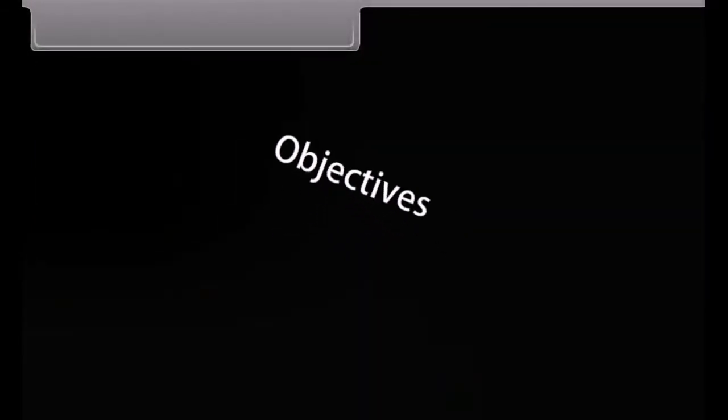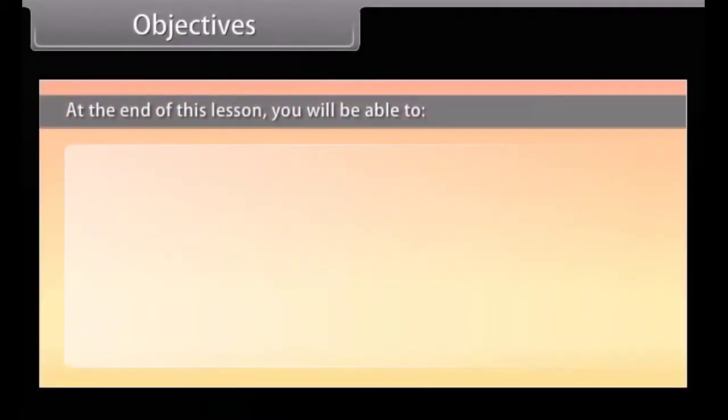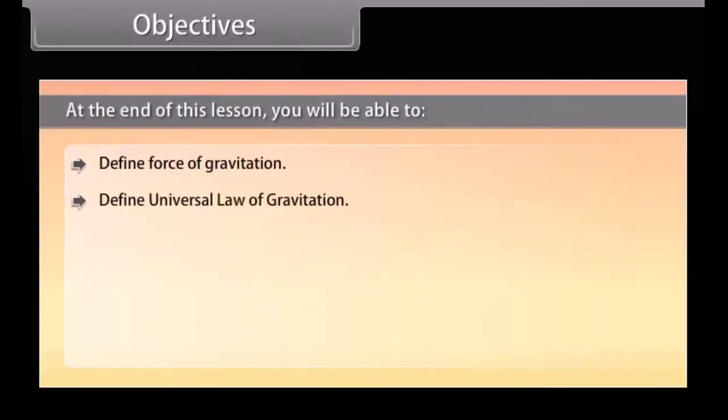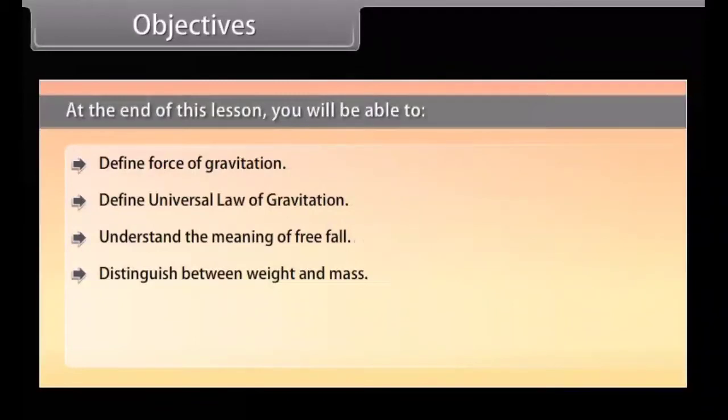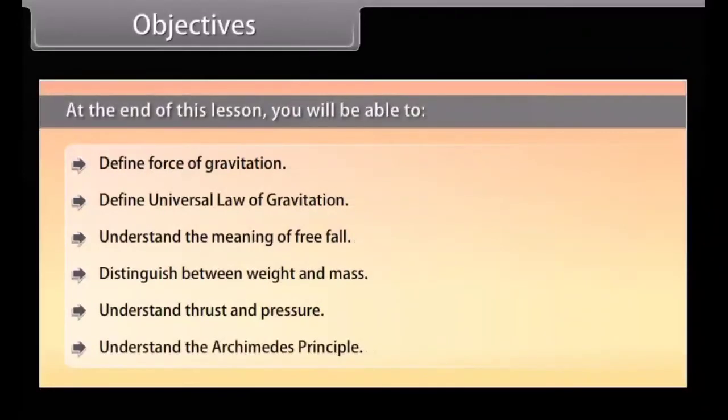Objectives. At the end of this lesson, you'll be able to define force of gravitation, define universal law of gravitation, understand the meaning of free fall, distinguish between weight and mass, understand thrust and pressure, and understand the Archimedes principle.